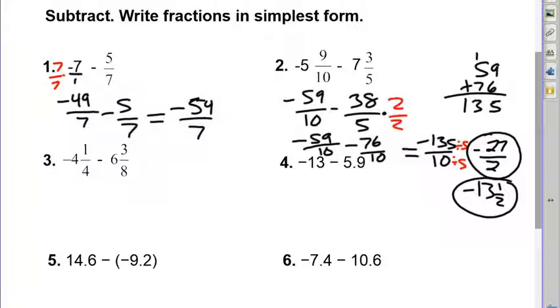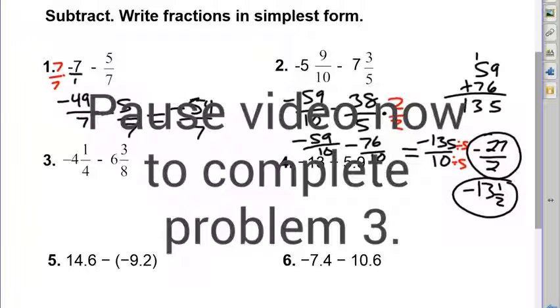Problem number 3, we have negative 4 1/4 minus 6 3/8. This is the same pattern as the problems before. Why don't you pause the video, try this one on your own, and press play when you're ready.